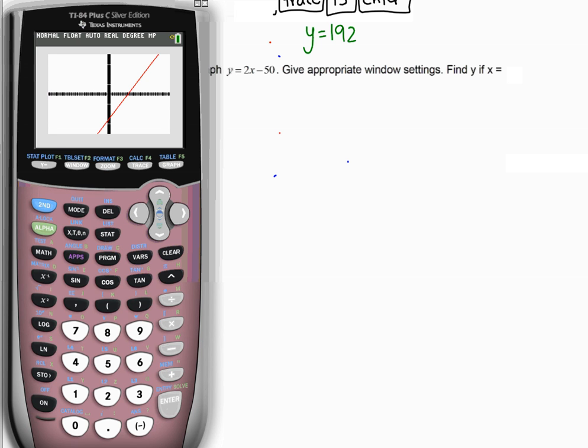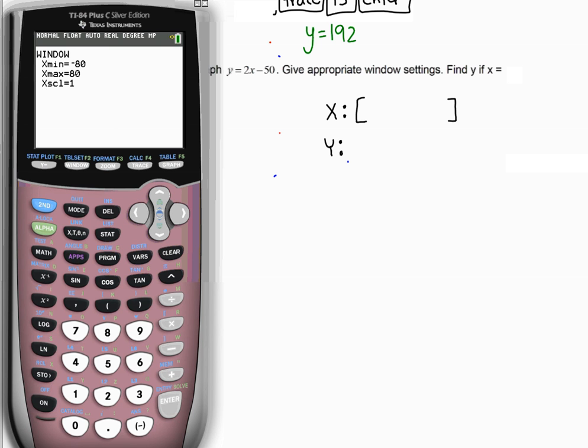So from there, I have to write my window settings. I have to write down the appropriate window settings that were used. Okay? So whatever you have there, we're going to write that down. So push window. I don't know if yours is the same as mine. It doesn't have to be, as long as you can see your graph.